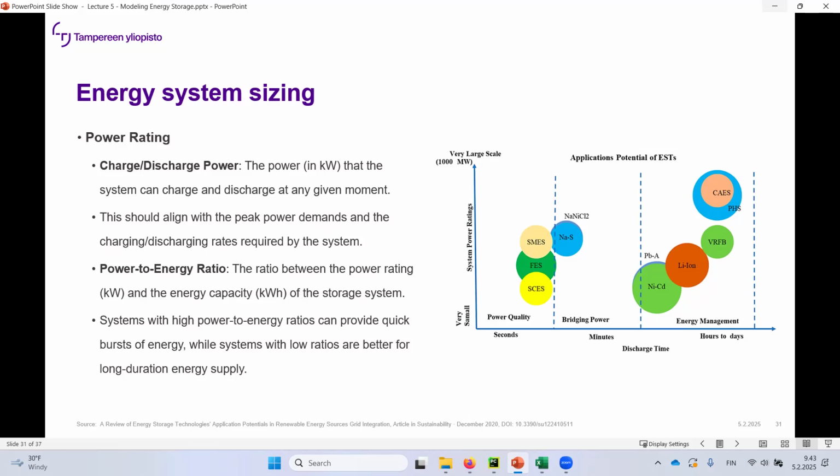So FES was flywheel energy storage, and this was superconducting magnetic energy storage. CAES is compressed air energy storage. PHS is pumped hydro storage, and this is vanadium redox flow battery.